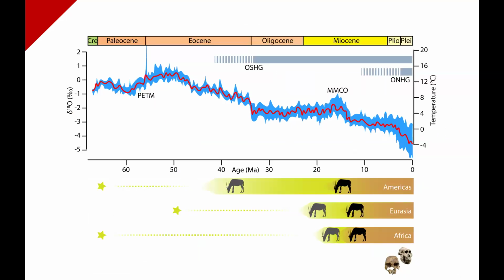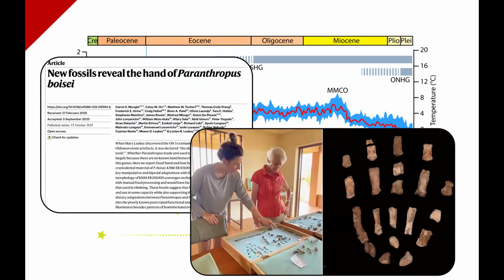And also, of course, we're interested in the radiation of hominins. So what about applying this to hominins as well? There's a really cool paper that came out recently by Kiptalam Cheboi, Louise Leakey, Meave Leakey, and others. Cyprian Nyete has led a lot of the excavations, finding this incredible Paranthropus hand at the Koobi Fora region of Turkana. And actually, we've been to that very site, just not too far from it.